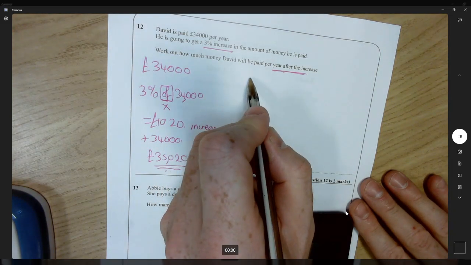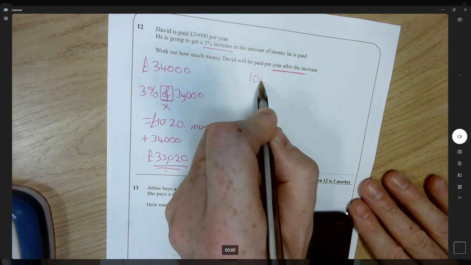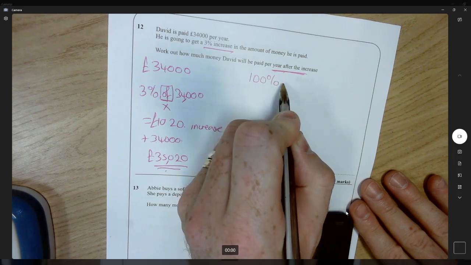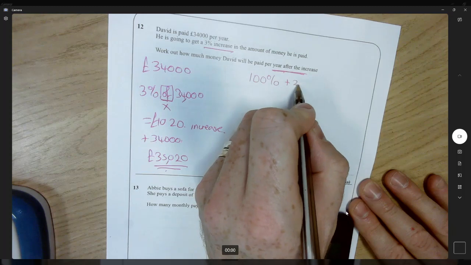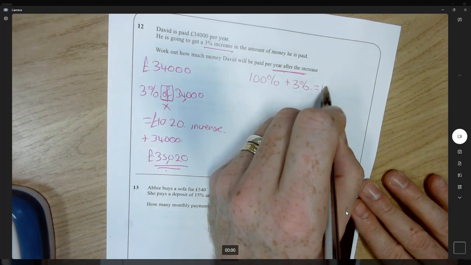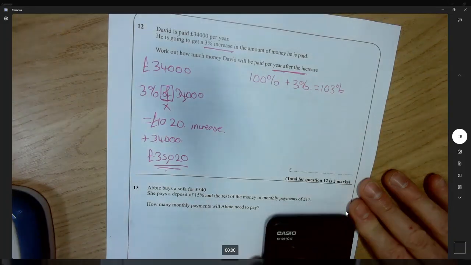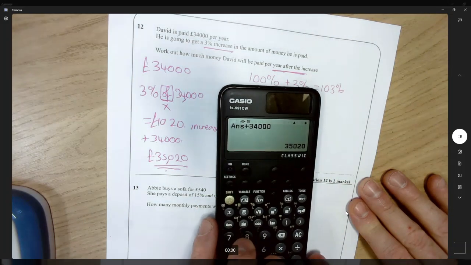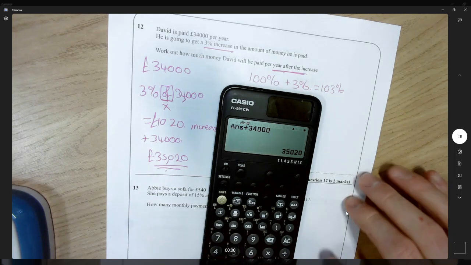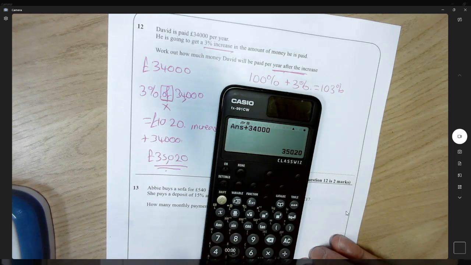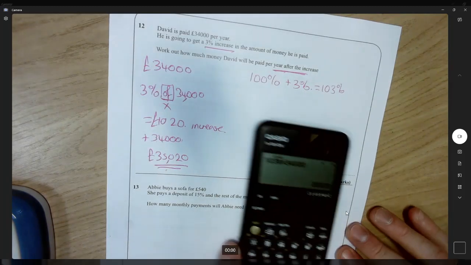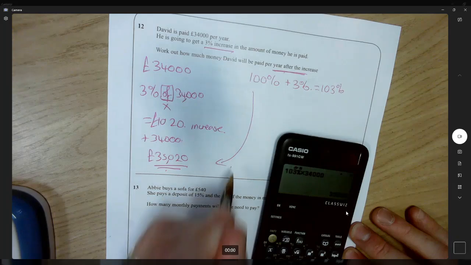Now, for those of you who have used multipliers, you may find this method slightly easier. So if it was on a calculator paper, we know that the amount he started with, in other words 34,000, is 100%. If I add on 3%, I get 103%. And this goes back to the very first question we did in the previous video, where we had to find 252%. So we can find 103 percent times the amount, which was 34,000, and you get the answer 35,020. So either way, you get the same answer.